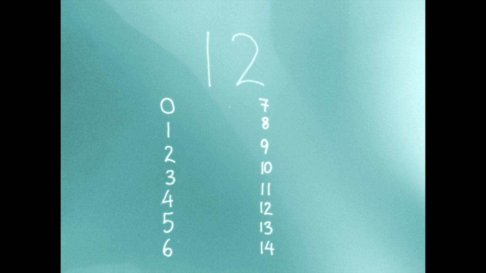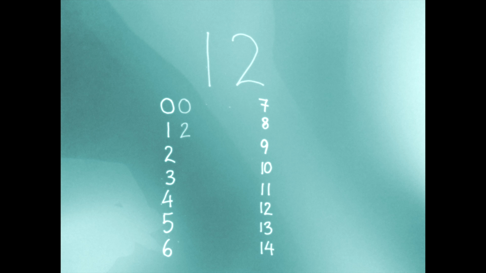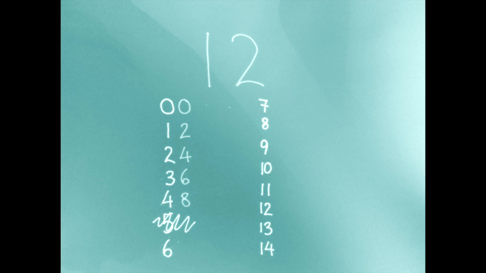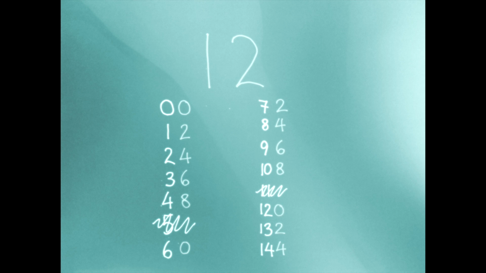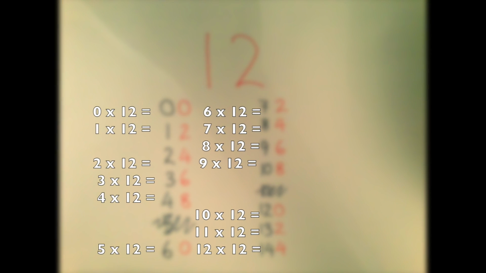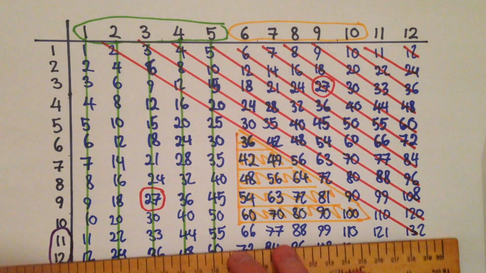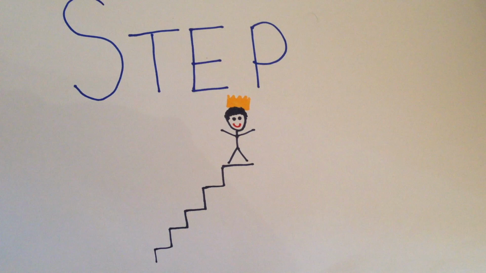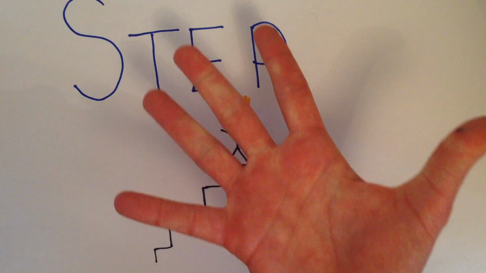To remember the 12 times table, we write the numbers from 0 to 14. We then write the even numbers next to them, so 0, 2, 4, 6, 8, we miss 1, and then repeat the same process. This is the 12 times table. After looking at the 11 and 12 times table, we now move on to the final step, step 5.